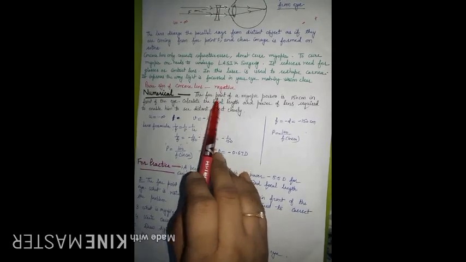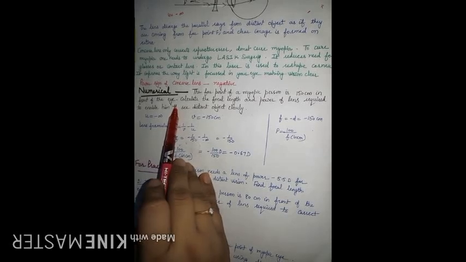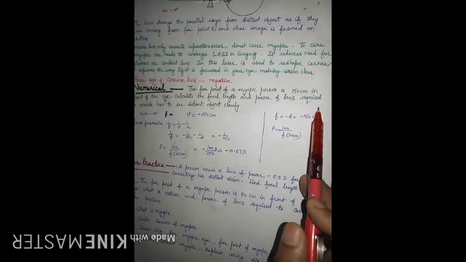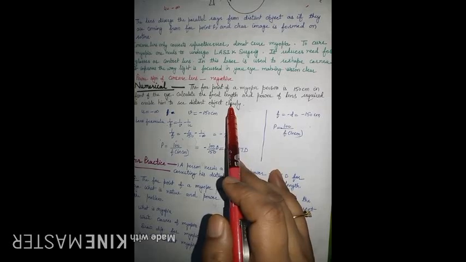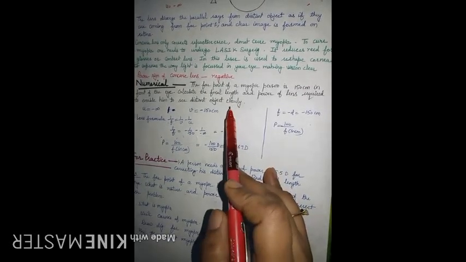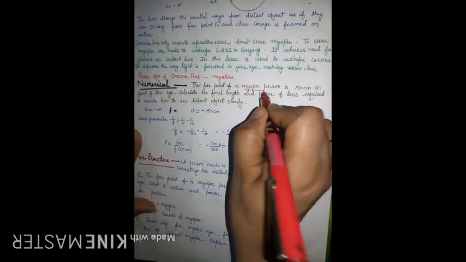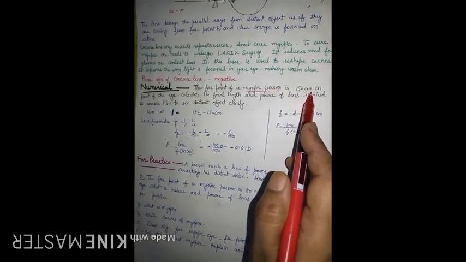Numerical: the far point of a myopic eye is 150 centimeter in front of the eye. You have to calculate the focal length and power of the lens required to enable him to see distant objects clearly. This numerical is given in your NCERT exercise also. The eye is myopic, which means the person is able to see the nearby objects but cannot see the distant objects. And the far point of the myopic eye is given to be 150 centimeter.